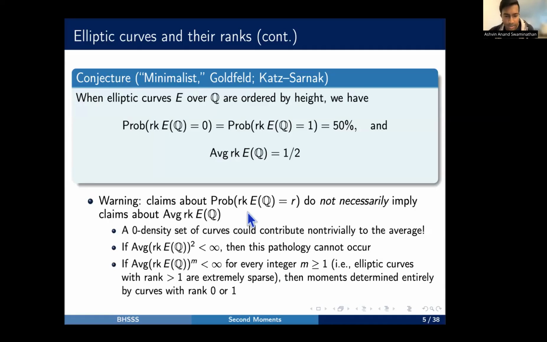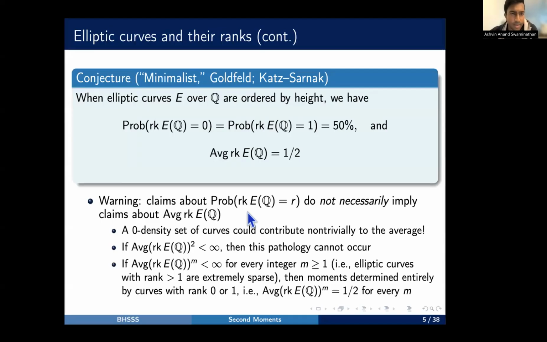integer m at least 1, so in other words, we're saying that elliptic curves with rank bigger than 1 are extremely sparse, then the moments are determined entirely by the curves with rank 0 or 1. And in particular, you would find that every moment of the rank is equal to a half, not just the first moment. Okay, so that's just some remarks about this conjecture. The statements about probabilities are not enough; there's something additional that you need to be able to deduce the statements about moments of the rank from the probabilities.